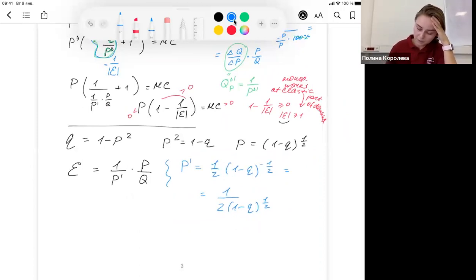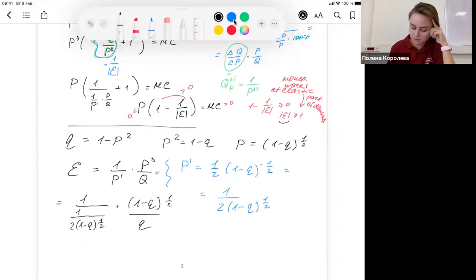So we're ready to write down the elasticity. It's 1 over [1 over 2 times (1 minus q) to the power of 1/2], then multiplied by price, and this is the inverse demand function, (1 minus q), multiplied by 1/2 over quantity. Yes, revert everything. This will be 2(1 minus q) over q.